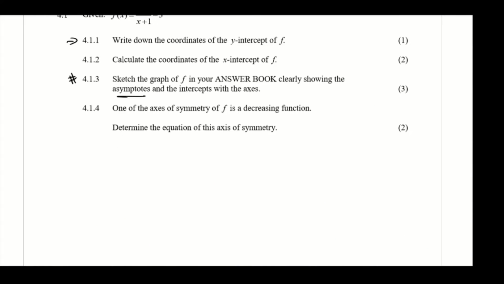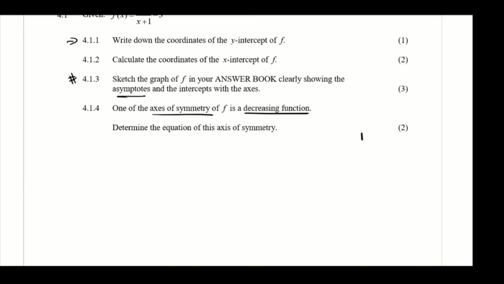So in 4.1.4, we are told that one of the axes of symmetry of f is decreasing. So we must determine the equation of the axis of symmetry that is decreasing. So we have two axes of symmetry.